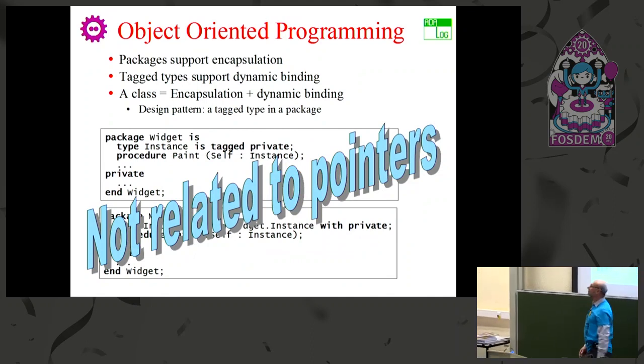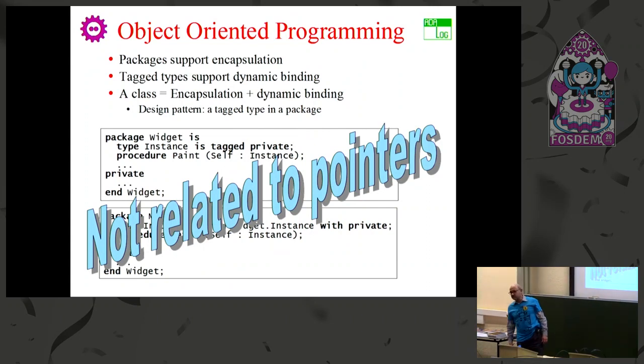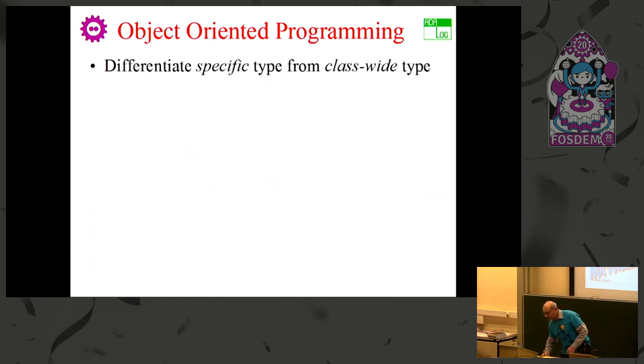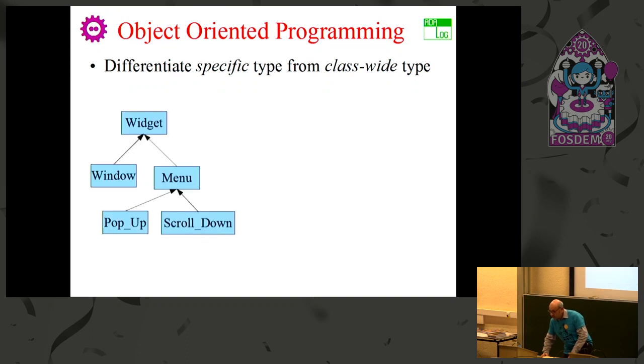An important feature of Ada is that object-oriented programming is not related to pointers. Most languages allow you to do object-oriented programming only with pointers. In Ada, you can write huge programs, including object-oriented ones, without any pointer. So the issue of memory management becomes much simpler. So this model gives you an important difference between Ada and others.